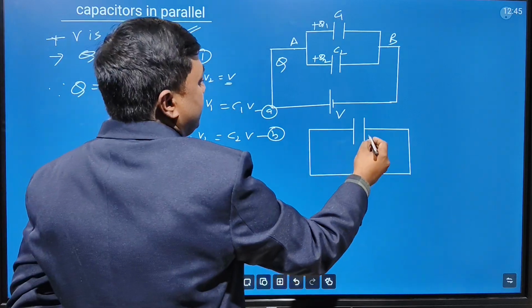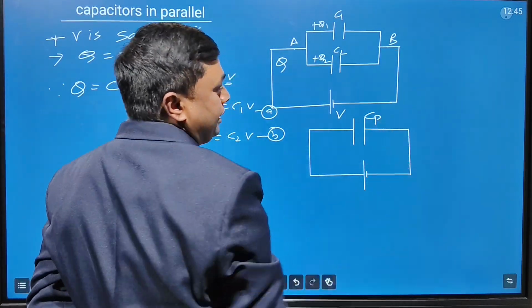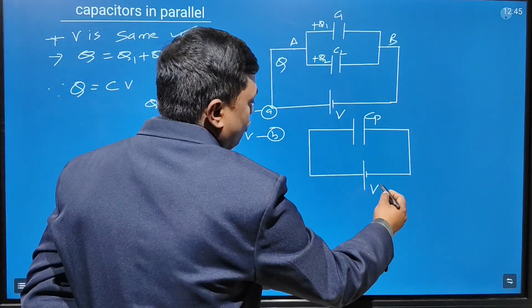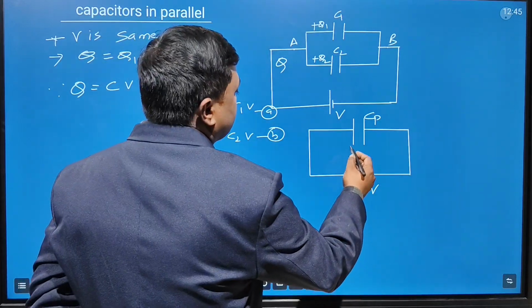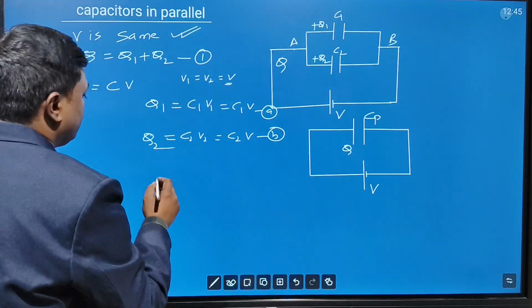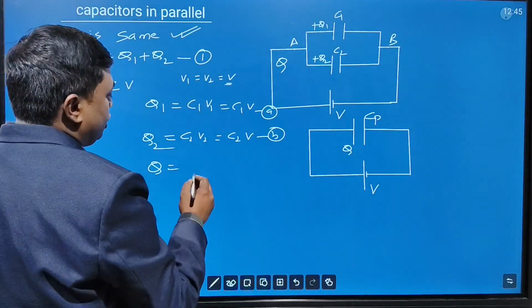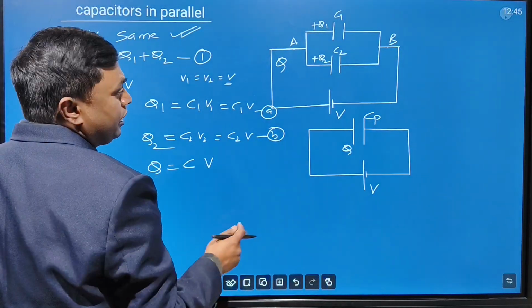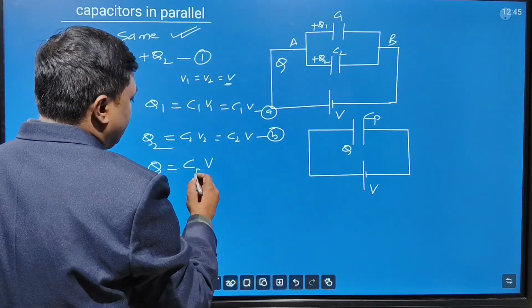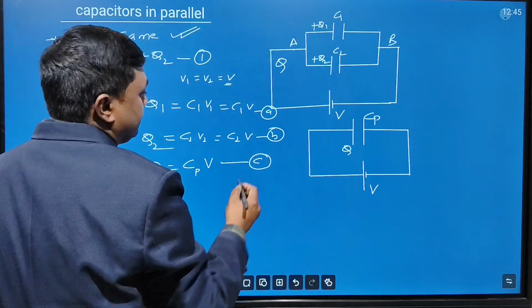Now we take one effective capacitance in parallel, that is Cp, connected to the same cell of V volt. So what is the charge stored across this Cp? That is Q, equal to C into V, which is Cp into V. Consider this as equation C.